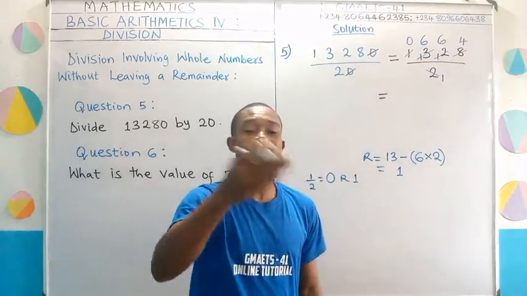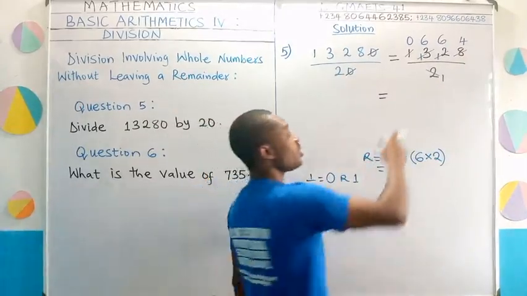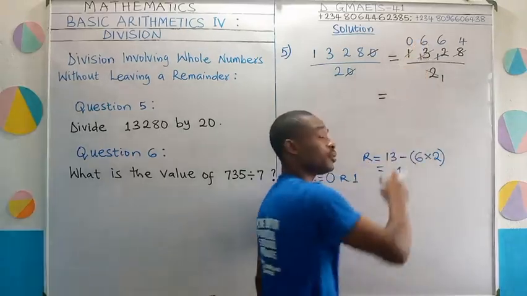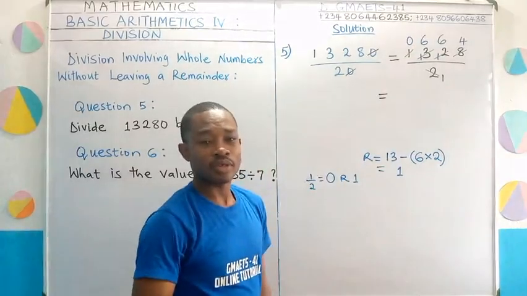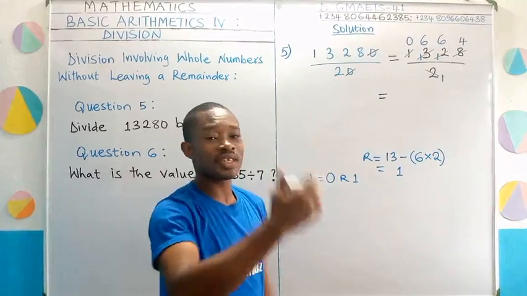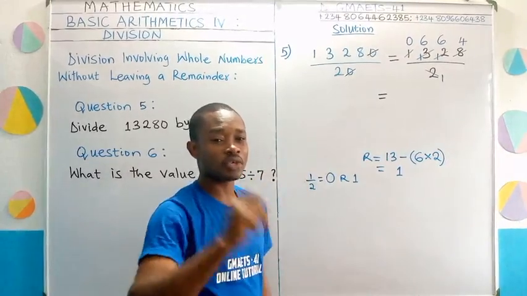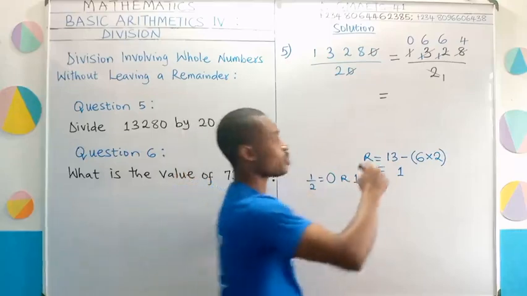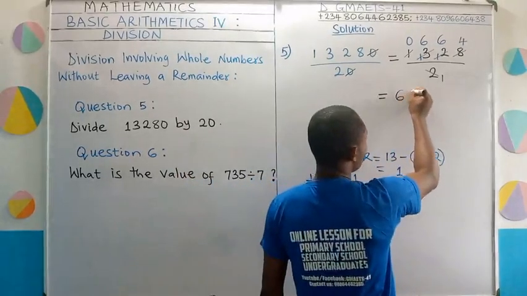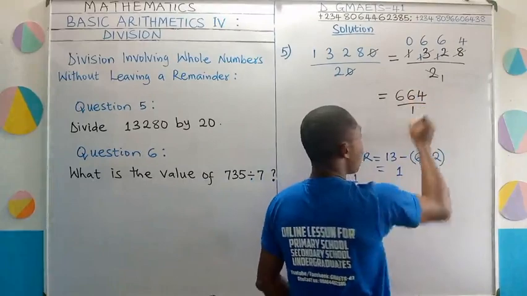That's 0.664. That 0 does not mean anything. There is no decimal point after this 0. So 0.664 is the same as 664. I've told you this in our past classes before. So I'm going to write 664 divided by 1.